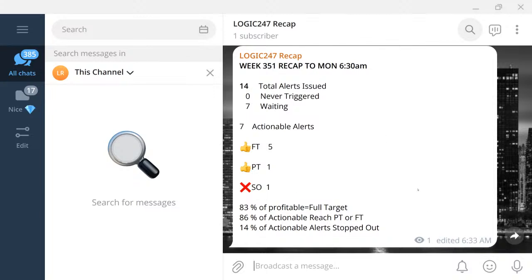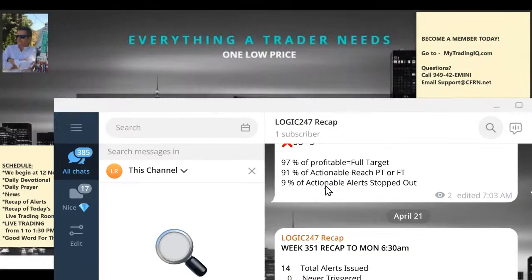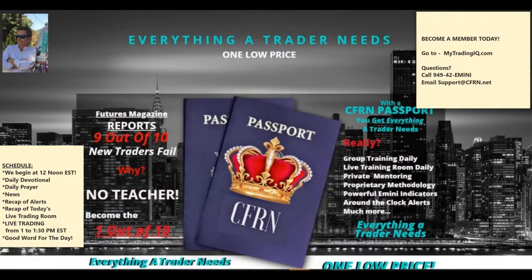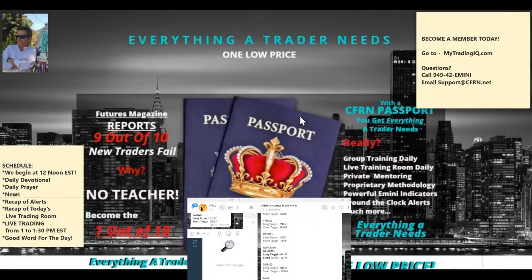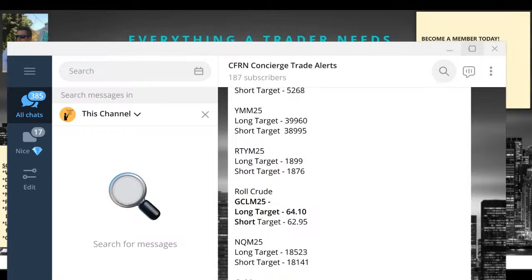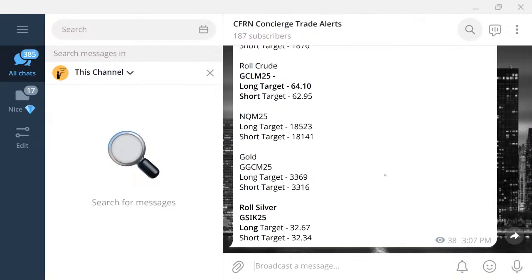So here's where we are on this fine Monday, with all the markets and indices selling off big time. Now, long before we had Logic 247, which is hard to imagine because that was 351 weeks ago, for many years we just had our original alert service, the concierge trade alerts. And they're different in a number of ways. Primarily, they don't come out around the clock. Logic alerts can come out at 2 a.m. or 2 p.m. as opportunity presents.